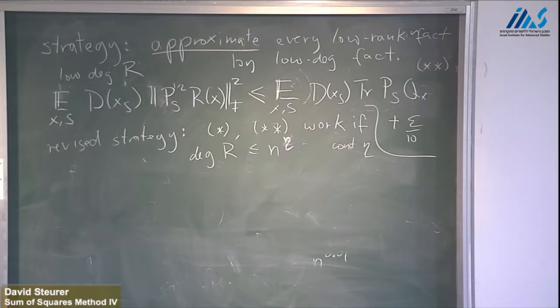And then we want to say that in order to reason about the non-negativity of averaging this guy over with the pseudo distribution, we don't need that this guy has very small degree. We just need that it has degree at most some n to the eta for some constant eta.